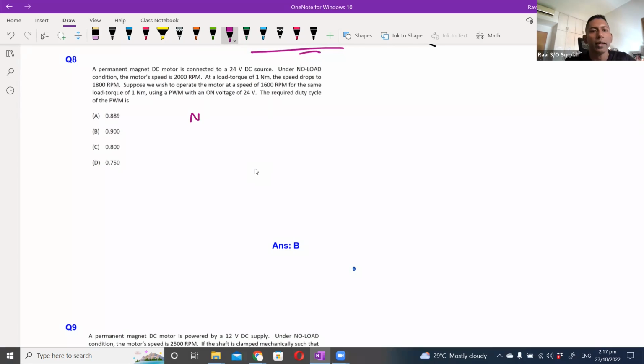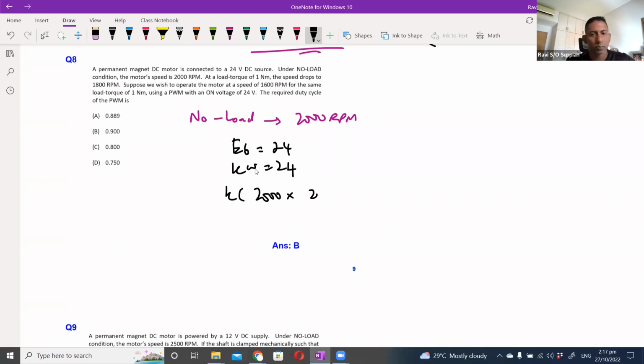So let's look at what is given first. Under no load condition, we are running at 2000 RPM. Again, as we saw just now, under no load means your current is 0. So your back EMF voltage is equal to your source voltage, which is 24. So K omega is 24, K multiplied by omega. Then you can find your K: 0.1146.